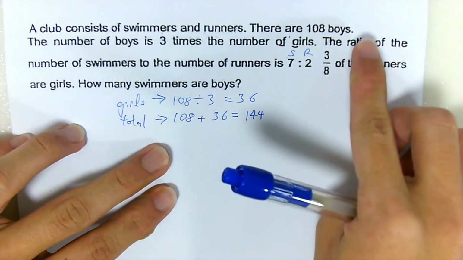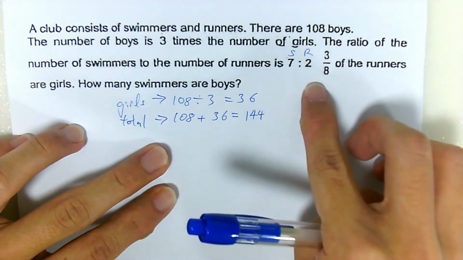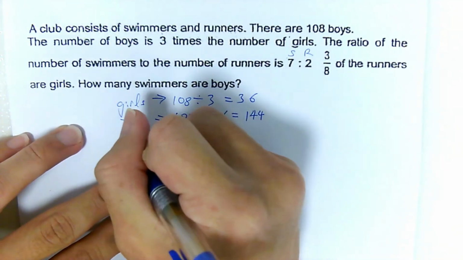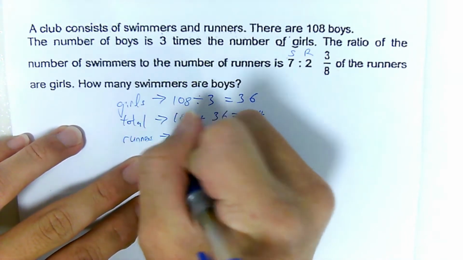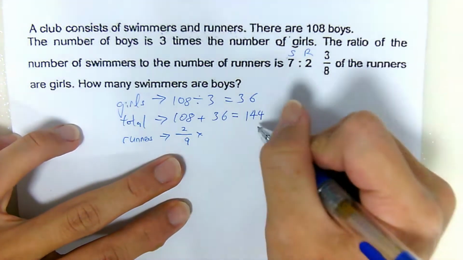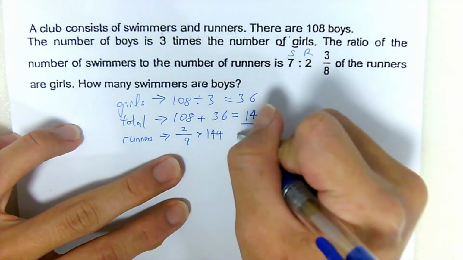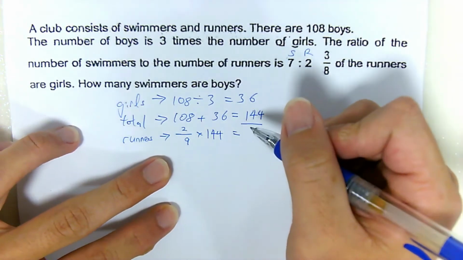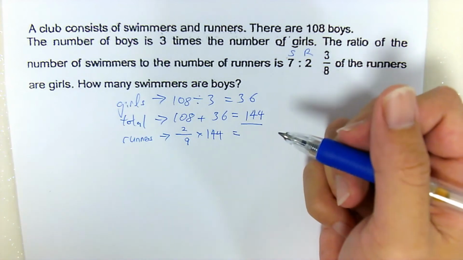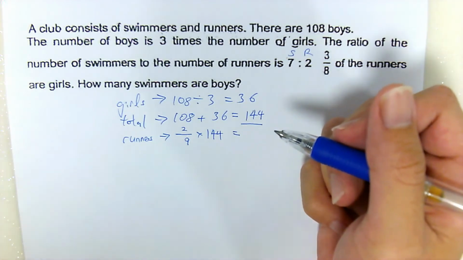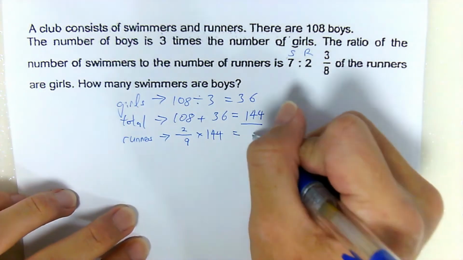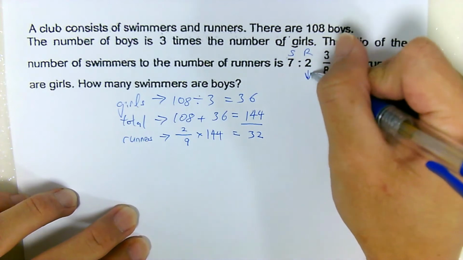Alright, now I will go and find the number of runners. So number of runners, the ratio from swimmers to runners is 7:2. So number of runners would be 2 over 9 multiplied by 144. So 144 over here. Okay, so 2 over 9 multiplied by 144. I'm just going to use my calculator because I don't want to waste your time. So this will be 2 times 144 divided by 9. So this will be 32. So I know that there are 32 runners.